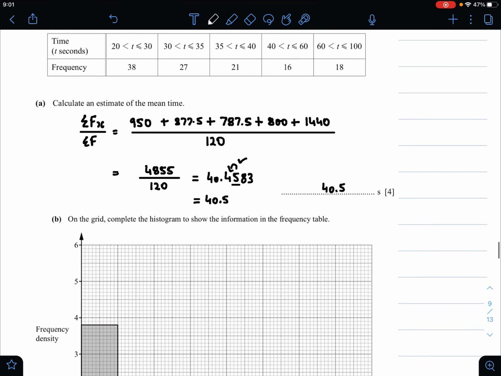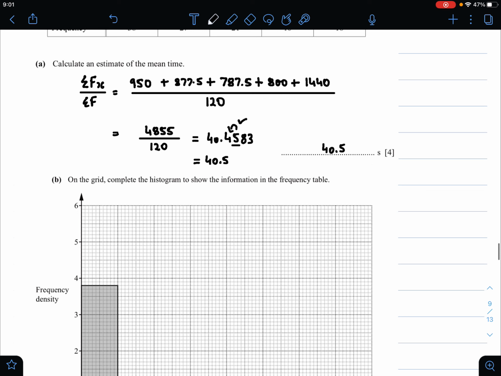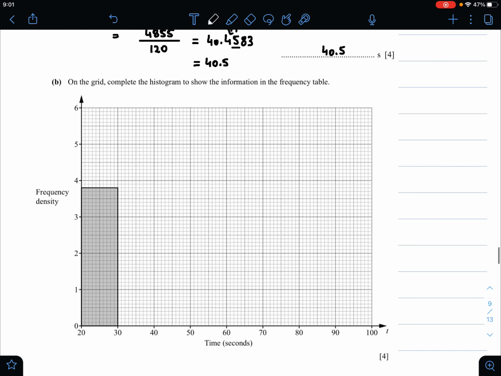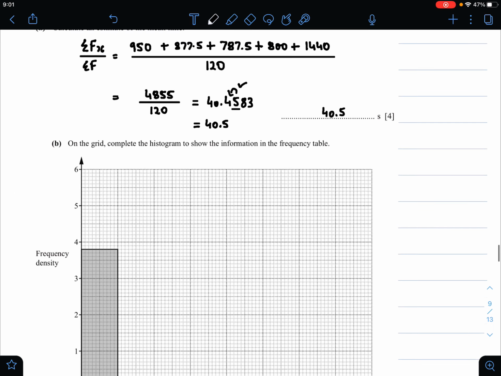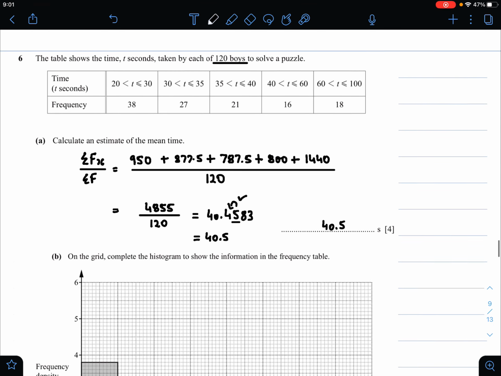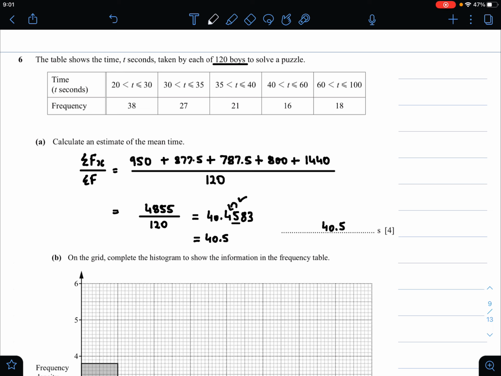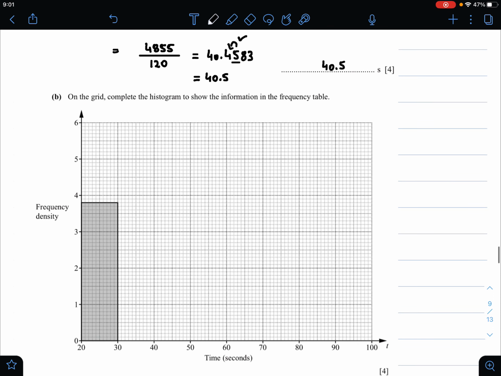Now let's move on to part B, where they are asking us to complete the histogram. So the y-axis, as you must have noticed, is the frequency density. How you find the frequency density is you divide the frequency by the class width. So for the first one it would be 38 divided by 10, therefore 3.8. As you can see, they have plotted it at 3.8.